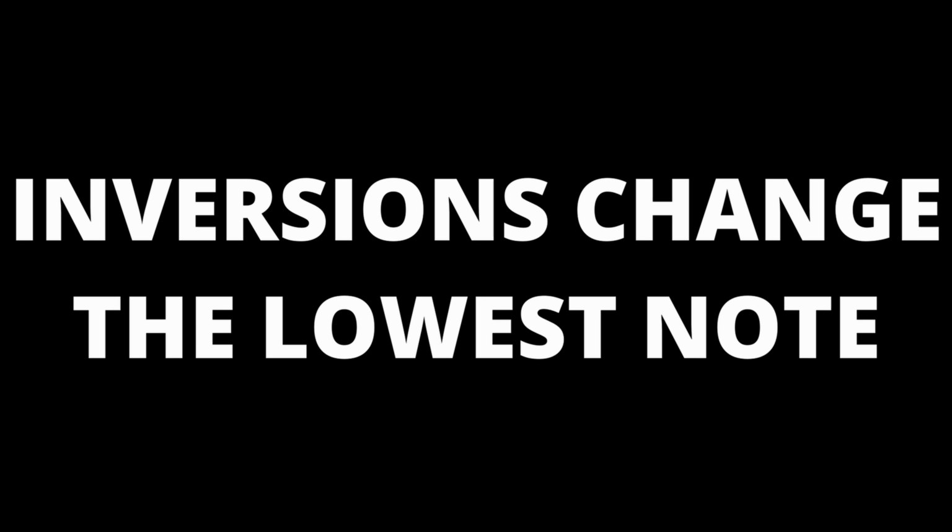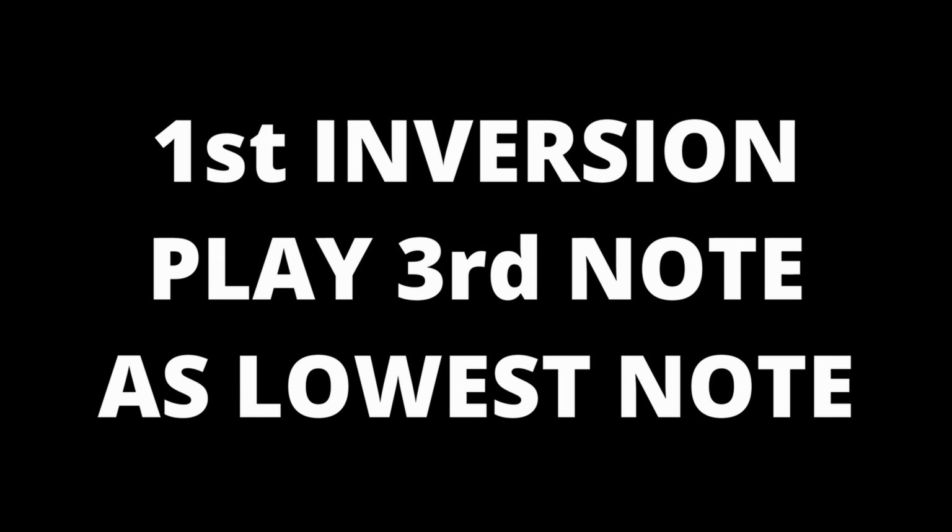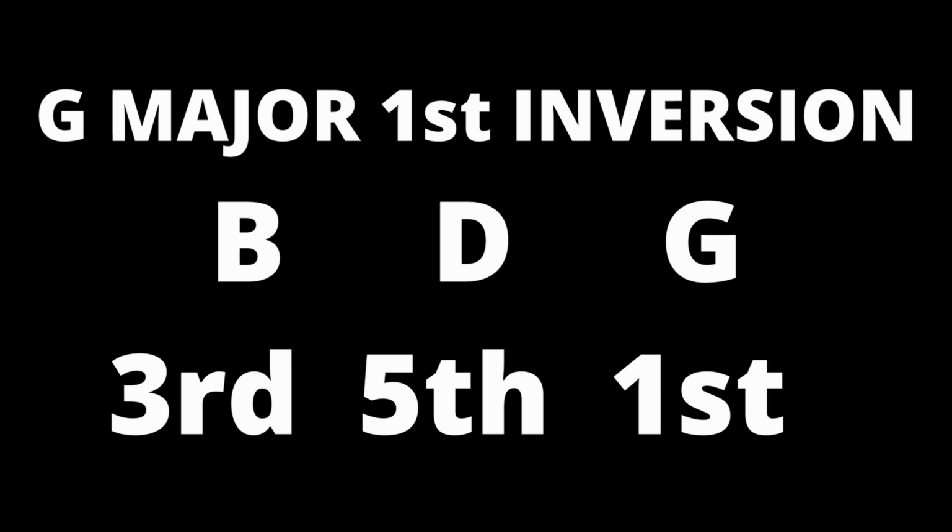If you change which of the three notes in the chord are played at the lowest pitch, then you create a chord inversion. If we play the third note of the major chord as the lowest note, then we create a first inversion chord. So if we play the B note as the lowest note in our G major chord, then we create a G major first inversion chord. The order of the other two notes above this do not matter. It's the lowest note that counts.